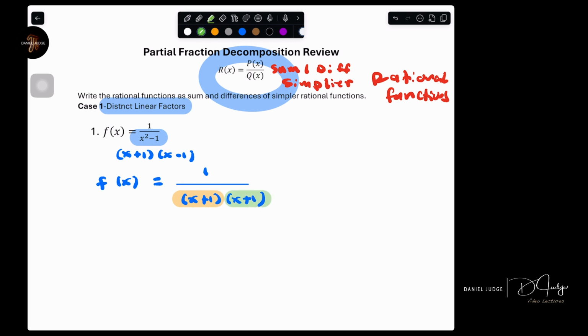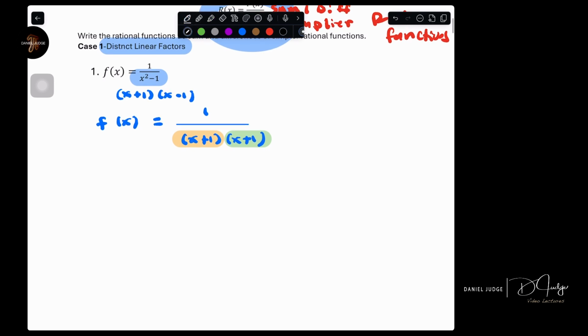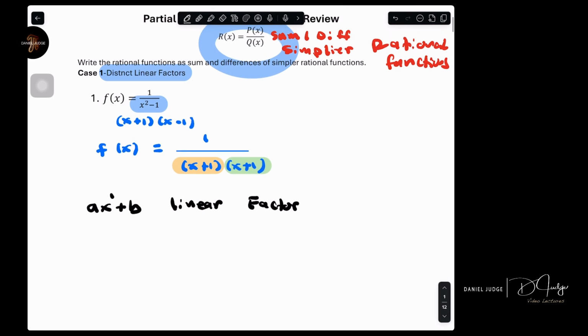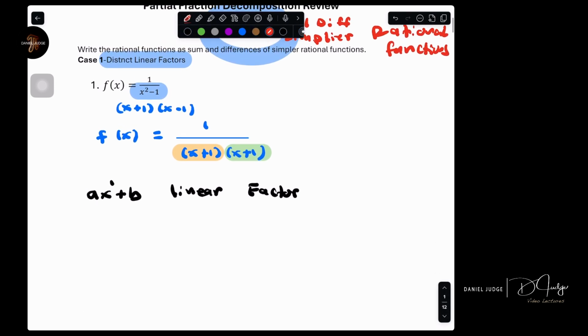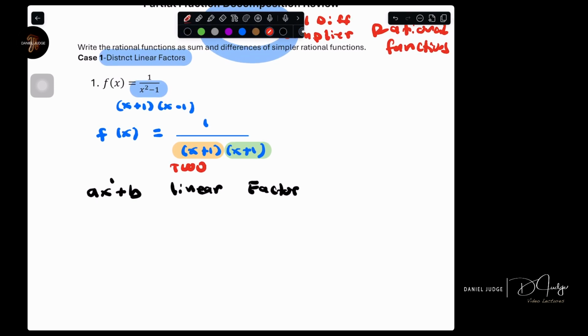So recall, to be a linear factor, what does linear actually mean? Well, it's any factor of the form ax plus b. This is what they mean by having a linear factor. Anything that looks like this. The variable is x and the highest power is 1. So as you can see, we have two distinct linear factors. They're different. And that's what they're talking about.